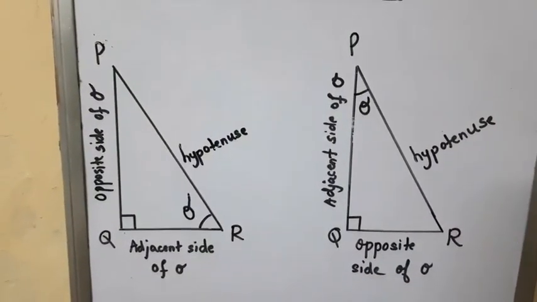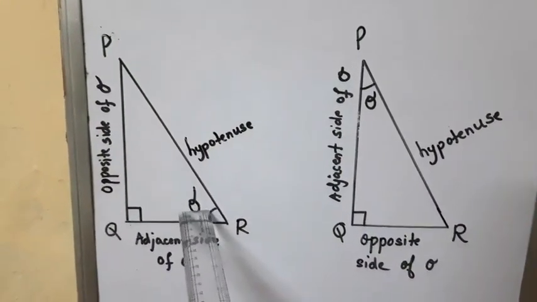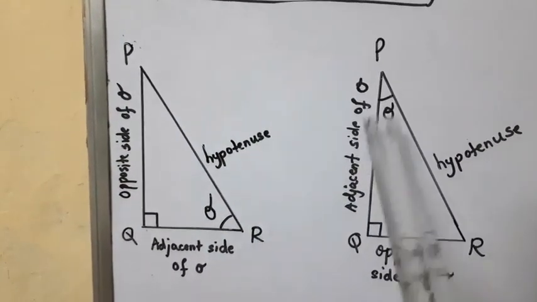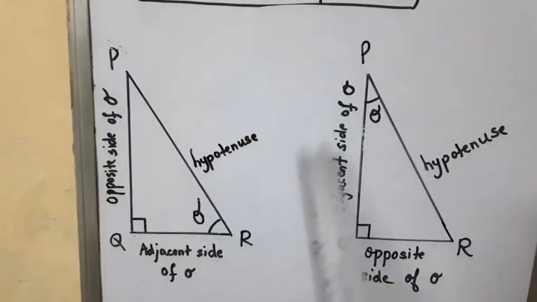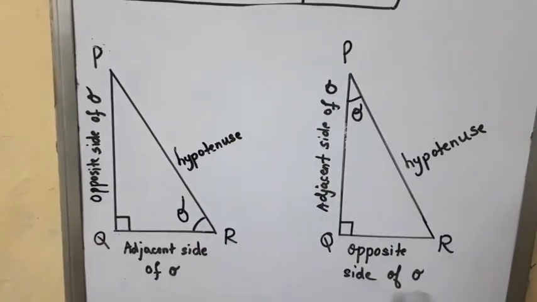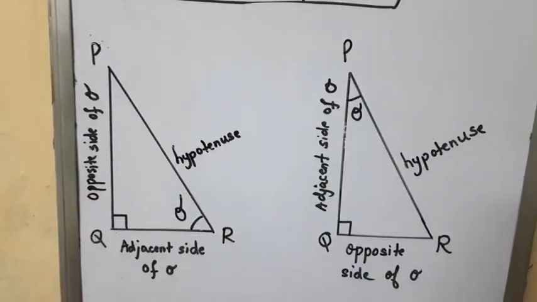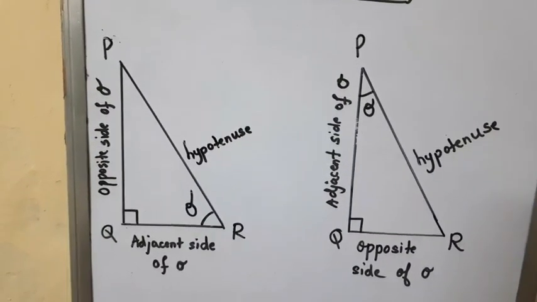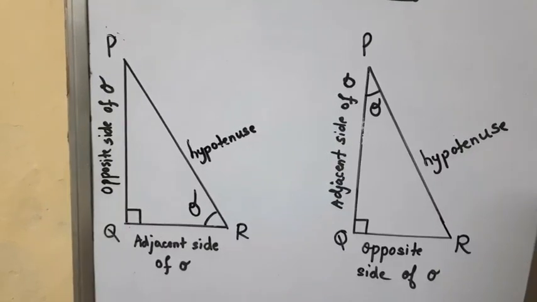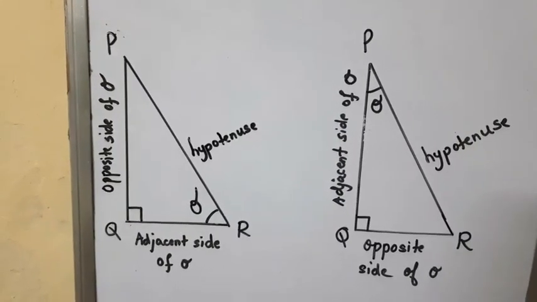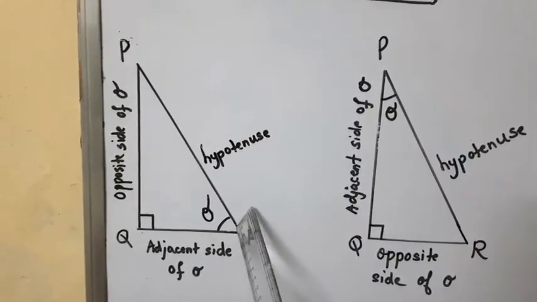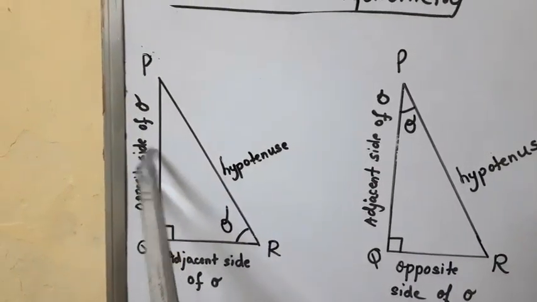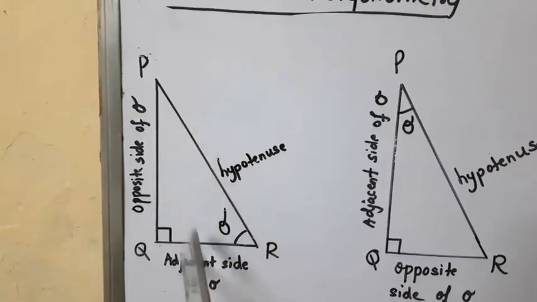Now you can clearly see the difference. When theta was here, this was the opposite side and this was the adjacent side. But when theta is this angle, this became the adjacent side and this became the opposite side. So that's the difference. Whenever you are asked to find the adjacent side of a particular angle, make sure what is the angle and where is the angle. So if the angle is here, then its opposite side will be this one. But if the angle is here, then its opposite side will be this one.